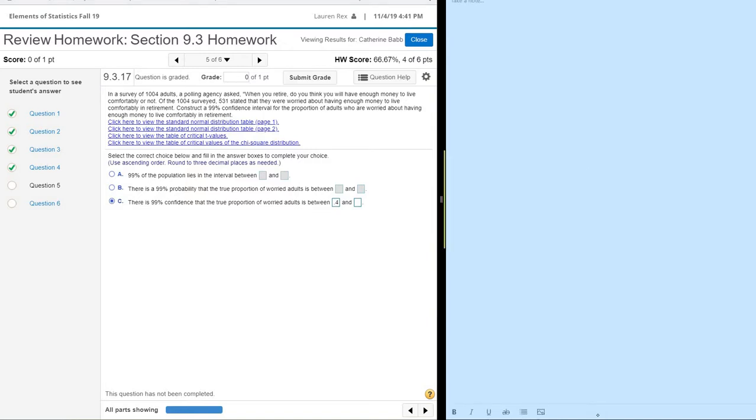In this example, we have a survey or a sample size of 1004. 531 of those people were worried that they wouldn't have enough money to retire. That's an X value. And we're asked to create a 99% confidence interval for the proportion of adults who are worried. So our first job is to make the sample proportion, p hat, which is just X over N, the proportion that we saw from the sample, 531 divided by 1004.